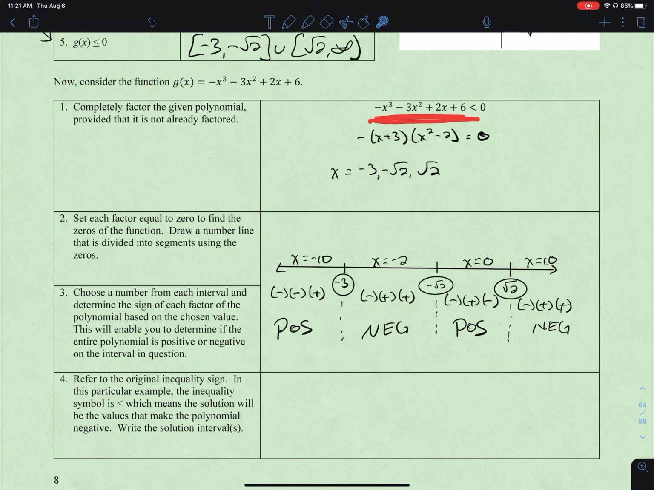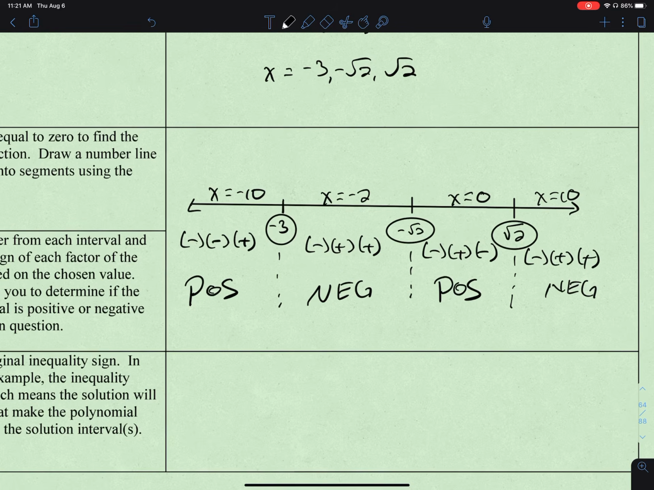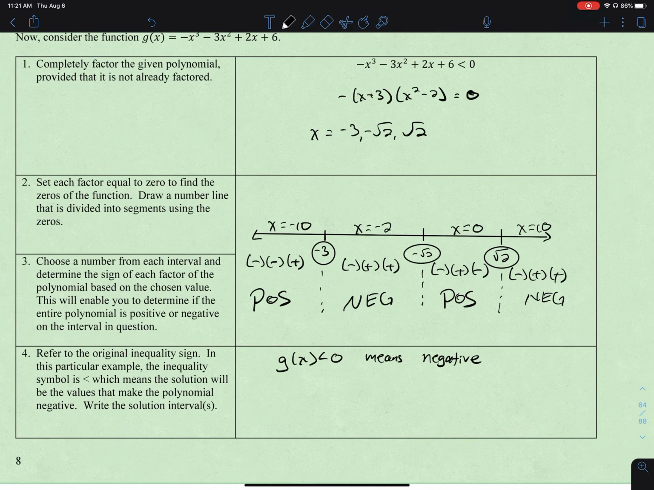Now the question is, what are we trying to find? Well, this is g of x, and it's less than 0. So we need to state what that means. G of x is less than 0 means we're looking for negative things. We're looking for when it's below the x-axis. It is negative between negative 3 and negative square root of 2, not inclusive, and it's negative to the right of square root of 2. Since there's no equal sign, it's not less than or equal to, we are not including the endpoints. So it's negative 3 to negative square root of 2, non-inclusive, in union with square root of 2 to infinity.